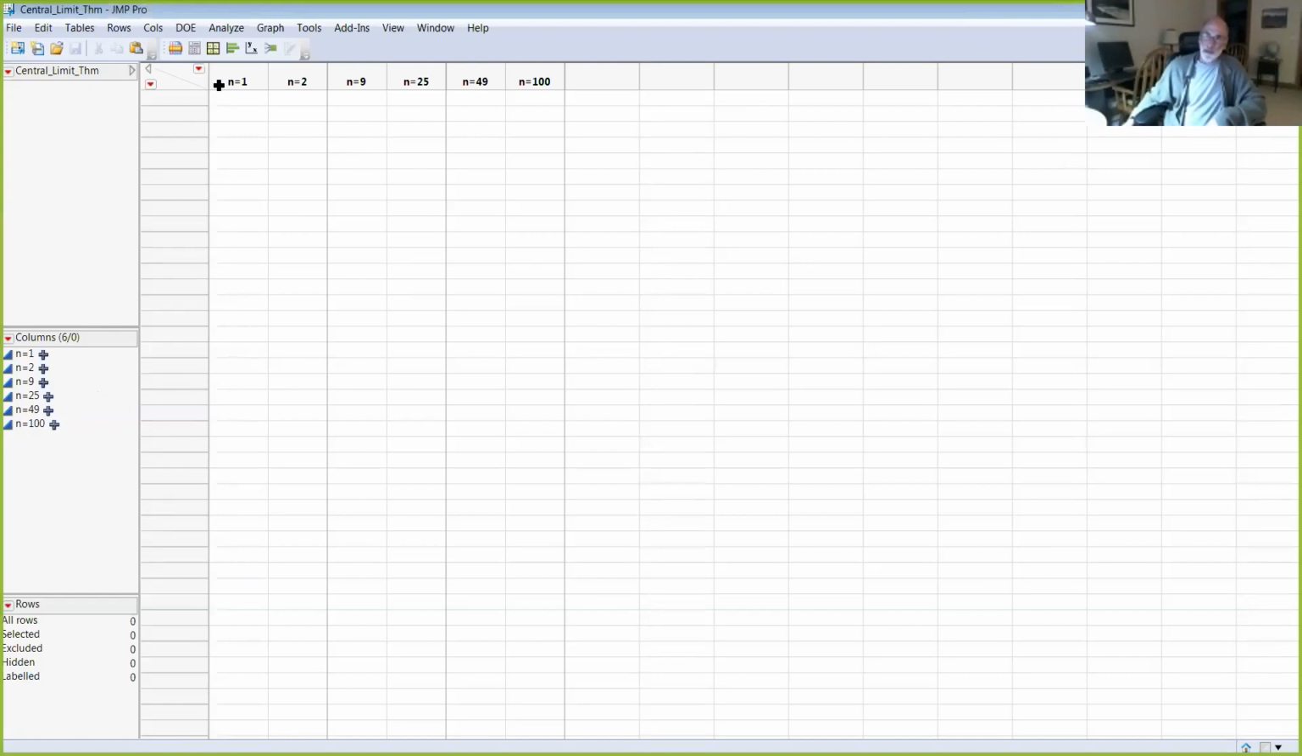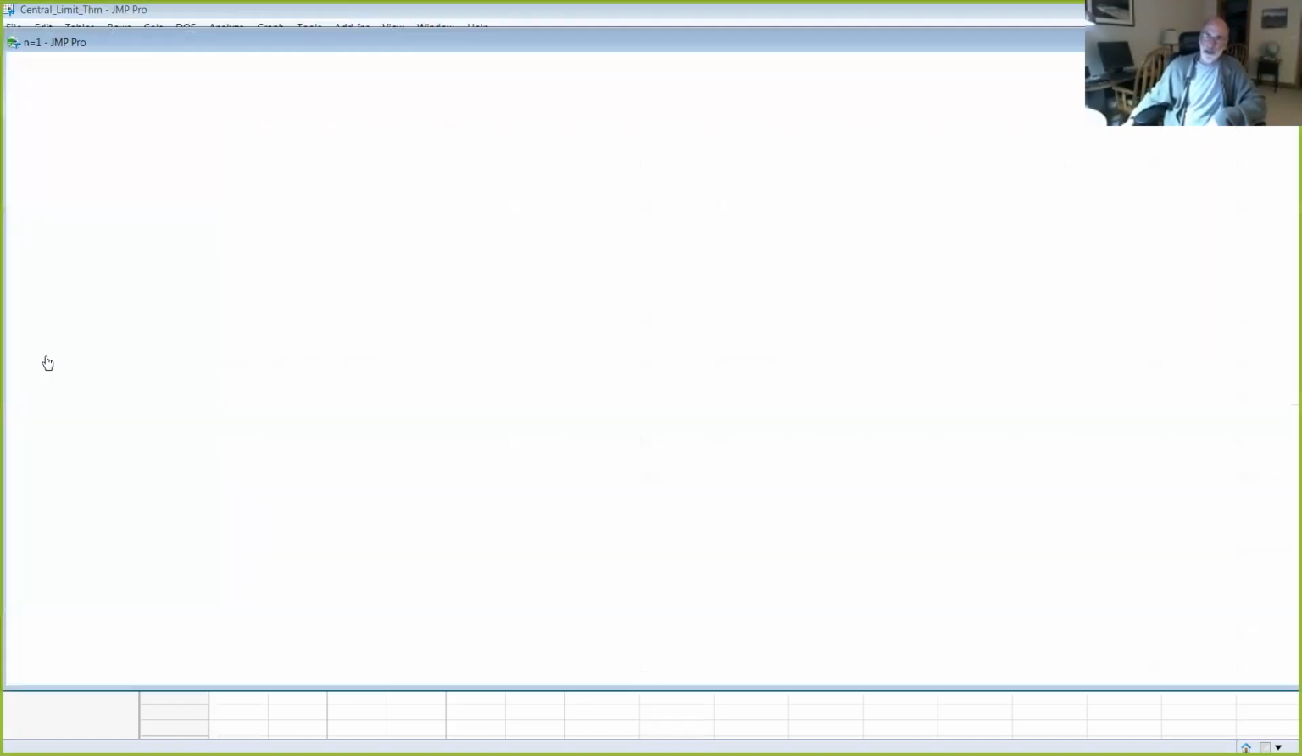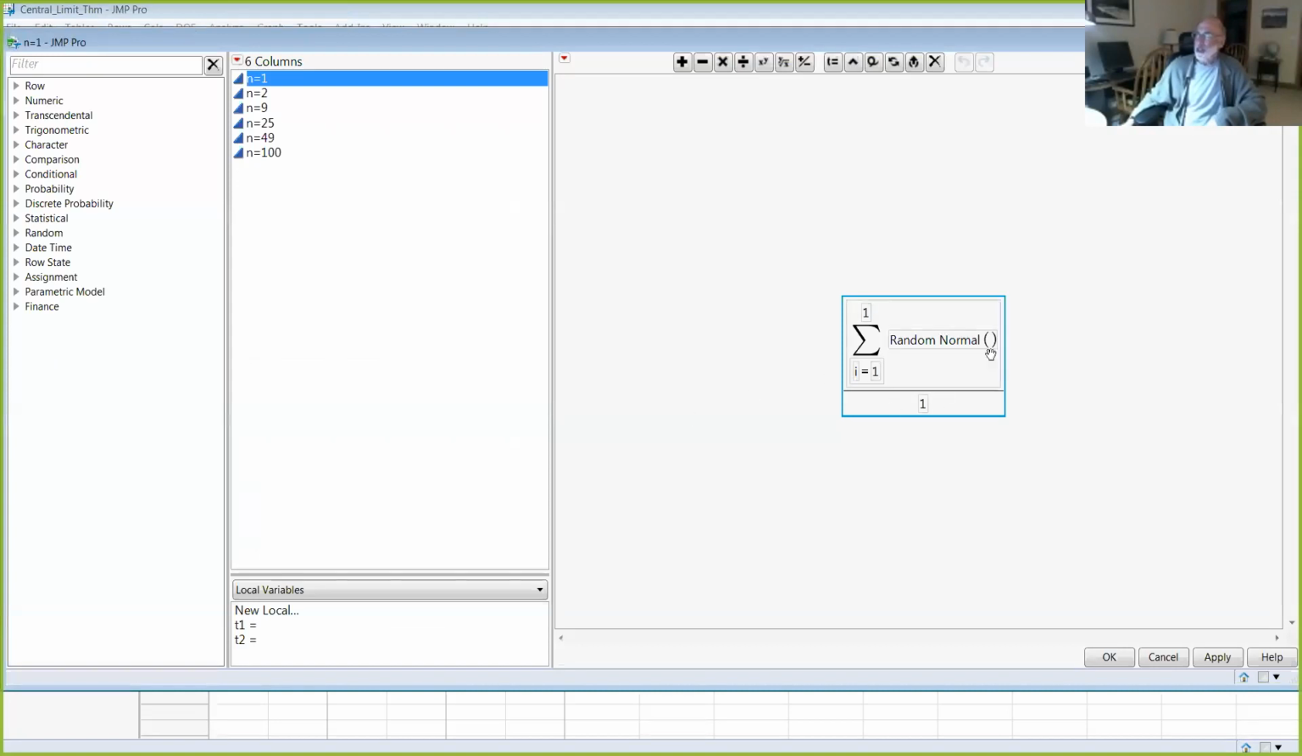If you want to see the formulas behind these columns, for n equals 1, what did I do? I said, let's take a random normal distribution and take a random number drawn from that. I'm only taking one number, so most of this formula is superfluous. I'm going to divide by 1, so I'm going to get the same number, and I'm summing a bunch of random numbers, except I'm only taking one. So summing 1, I'm just getting one random number.